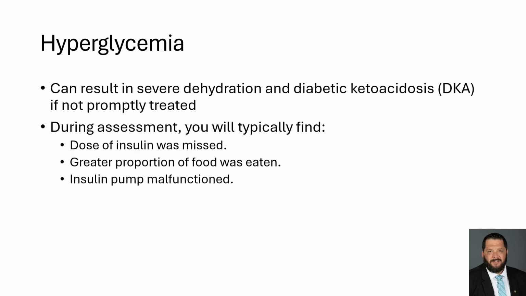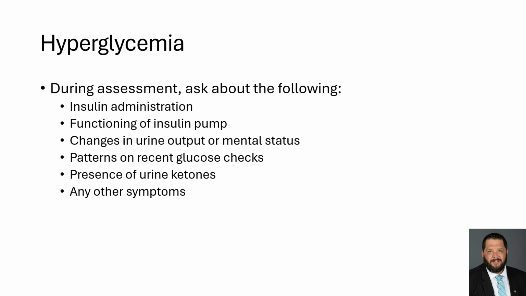Hyperglycemia can be a result of severe dehydration and DKA if it's not promptly treated. During assessment, you're going to typically find that a dose of insulin had been missed or a normal portion of food was eaten or there's an insulin pump malfunction. During assessment, ask about insulin administration, the insulin pump, and any changes in urine output.